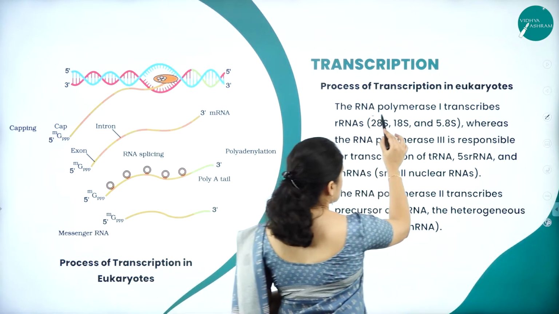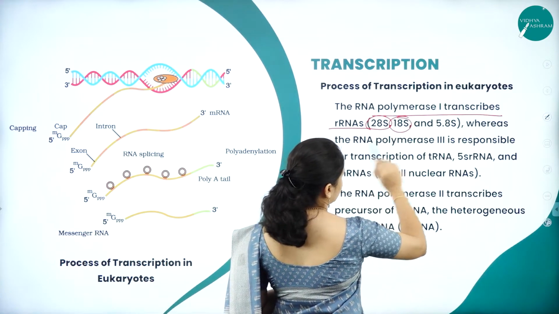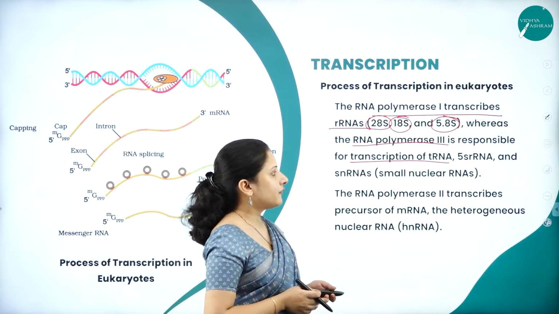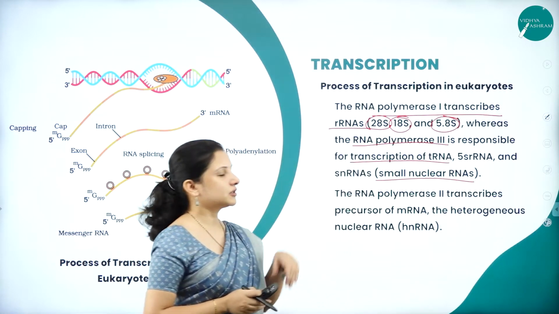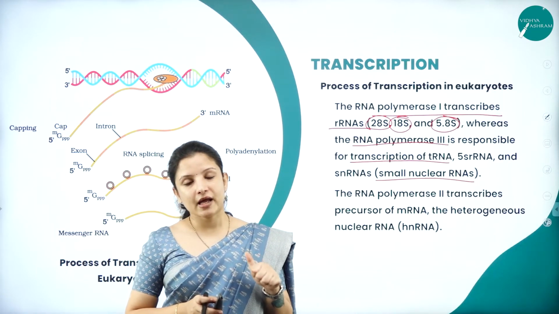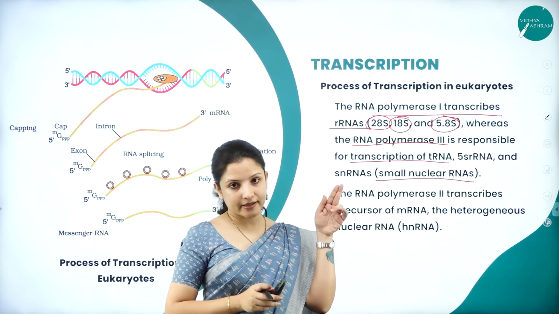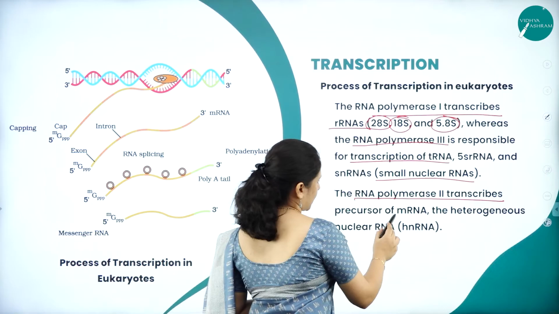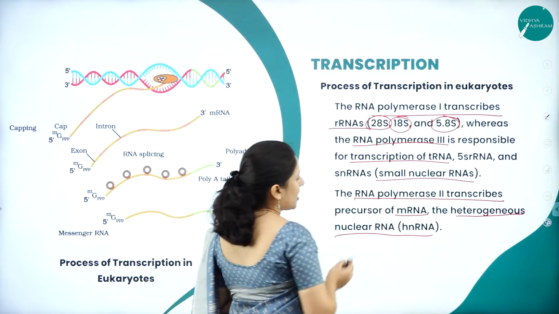The RNA polymerase 1 transcribes the rRNA, that is the ribosomal RNA, which is made up of 28S, 18S and 5.8S subunits, whereas RNA polymerase 3 is responsible for transcription of tRNA and 5S ribosomal RNA and also some small nuclear RNAs. But for us now, the tRNA is the one that is important, because in eukaryotes we learnt that 3 types of RNAs participate in transcription, right? What are they? The mRNAs, the tRNAs and the rRNAs. So, RNA polymerase 1 transcribes the rRNA, RNA polymerase 3 transcribes the tRNA and RNA polymerase 2 transcribes the precursor of mRNA, which is called heterogeneous nuclear RNA or hnRNA.